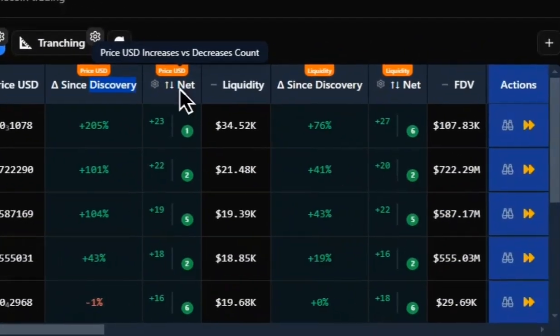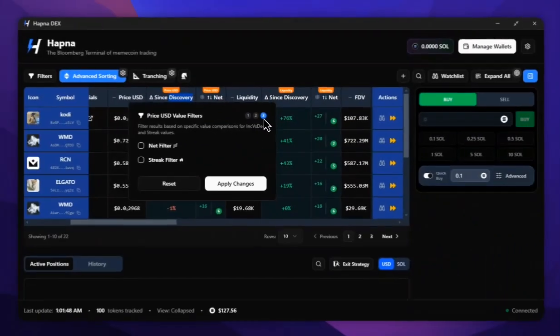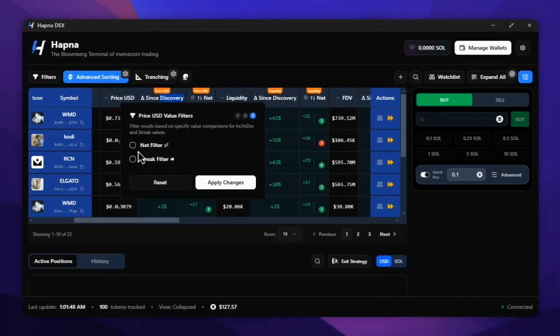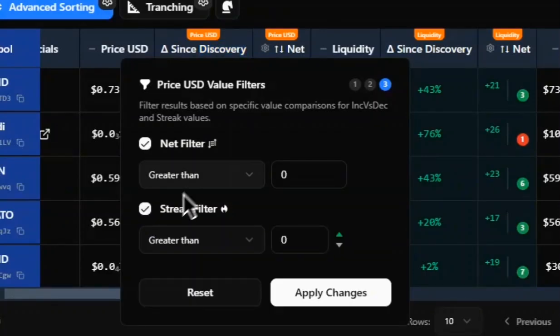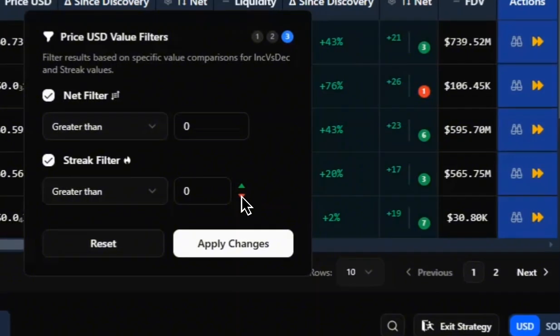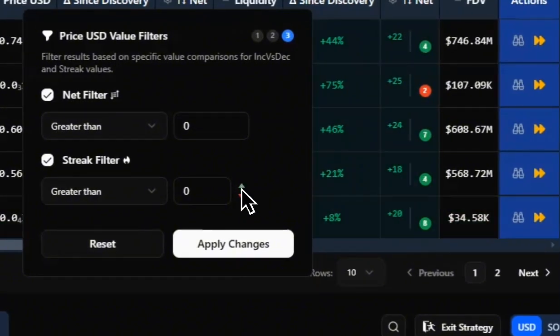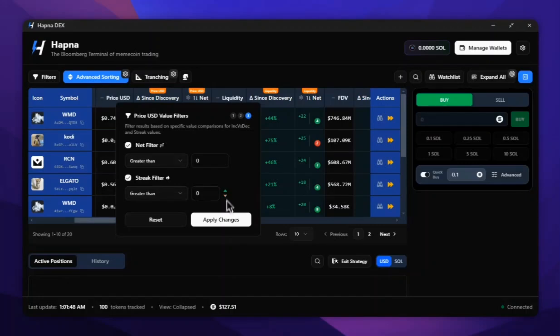The other thing that we have here is column-specific filters. In my case, I like to play with this a lot. I only want to see positive values, be it for the net or for the streaks. I don't want to see negative values. And you're good to choose here the direction. Maybe you have an insane strategy, I don't know, but in most cases, you would be only using the increase direction.